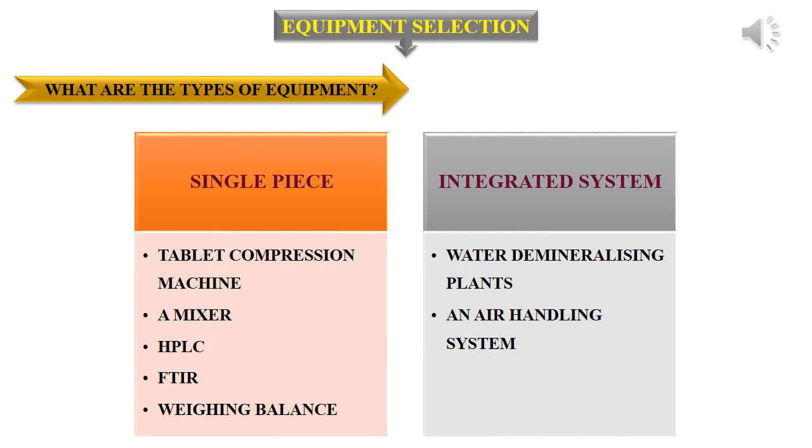What are the types of equipments? Single piece and integrated systems. Under single piece equipment, examples are tablet compression machine, a mixer, HPLC, FTIR and weighing balance, and many single piece equipments will cover this class. And what are integrated systems? Examples are water demineralizing plants and air handling system. These are the types of equipment.